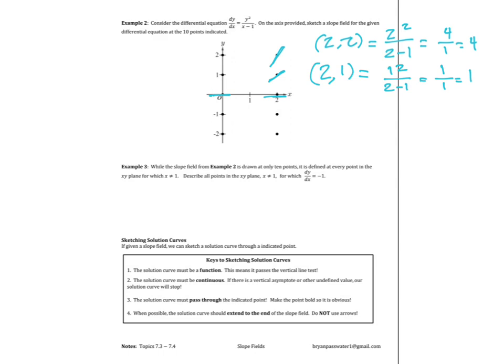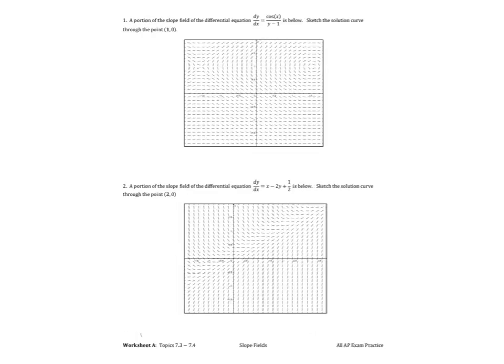It says, while the slope field from example 2 is drawn at only 10 points, it's defined at every point in the xy plane for which x is not equal to 1. Describe all the points in the xy plane, x not equal to 1, for which dy dx is equal to -1.